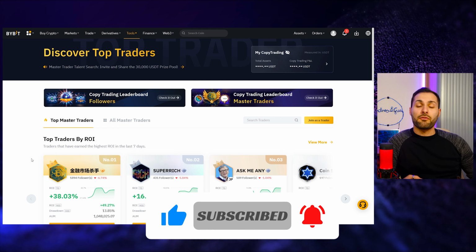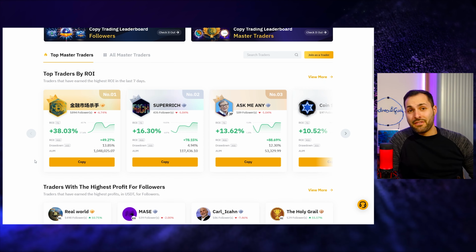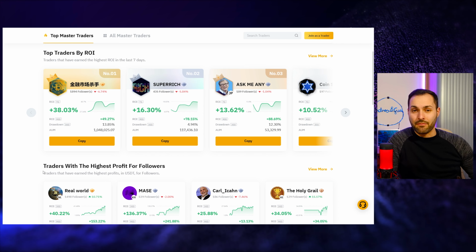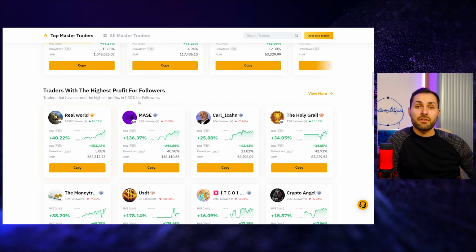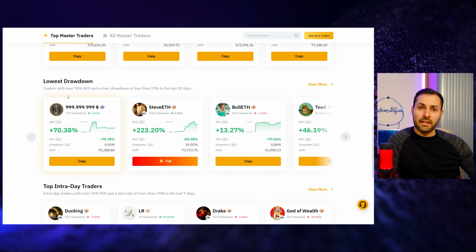On this platform you find a variety of traders, each with their own performance history. By visiting the top master traders section, you can see how each trader is ranked based on the ROI, return on investment, higher profit for followers and lower drawdown. You can also find the top intraday traders section.